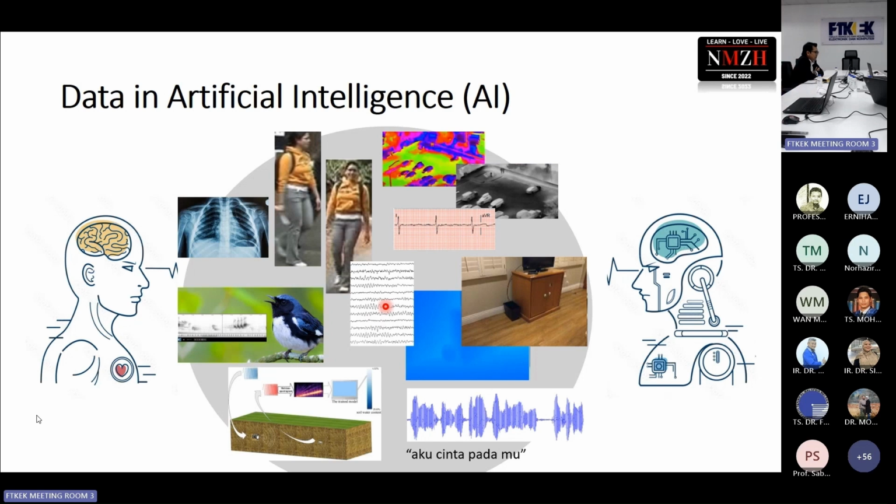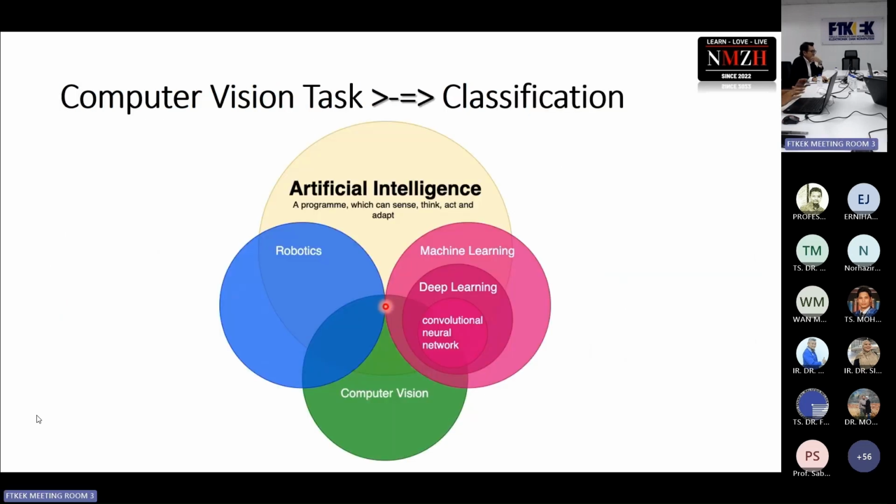Basically, everything in the images we consider as data. With the data we have in hand, we can do many things. Those are the things related to AI. But today I would like to focus only on computer vision, the area I work under the roof of. Under CV itself, we have several tasks: classification, detection, segmentation, and whatnot.